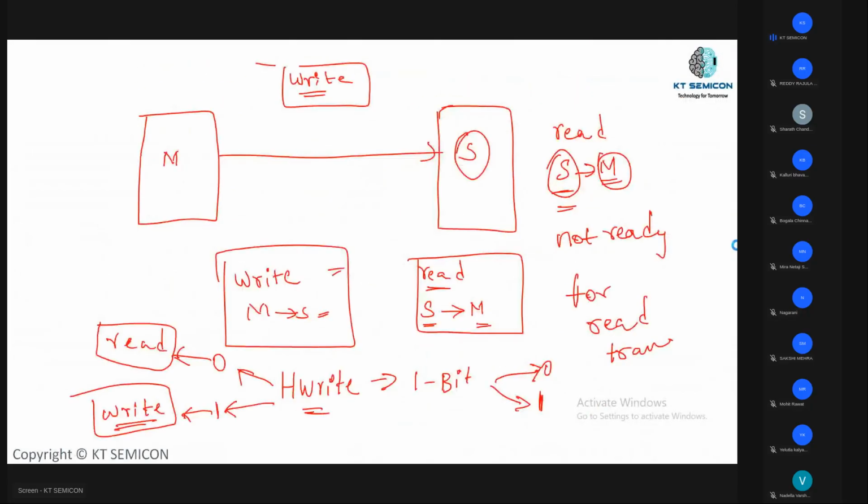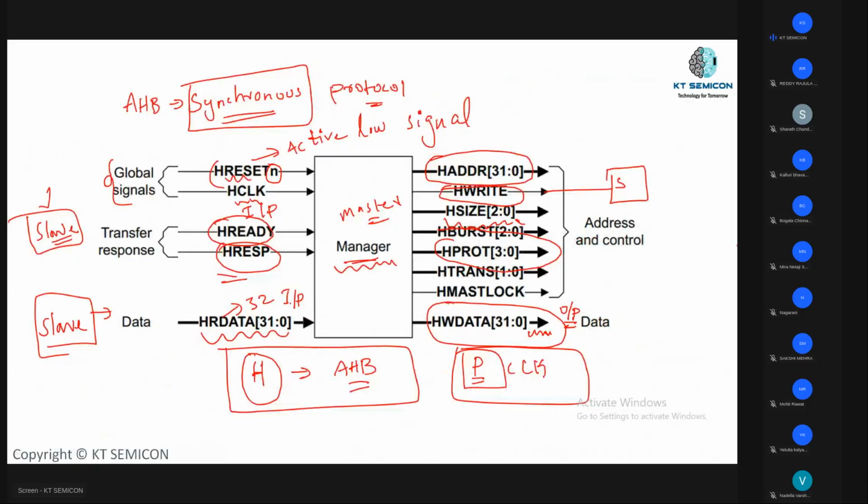Coming to another signal, HMASTLOCK, we are also not going to discuss it in this protocol. This is an optional signal that you can also explore after completing this protocol, if you want to go some more extent. Next, the HWDATA we have already discussed. So this was about the interface signals associated with the master.